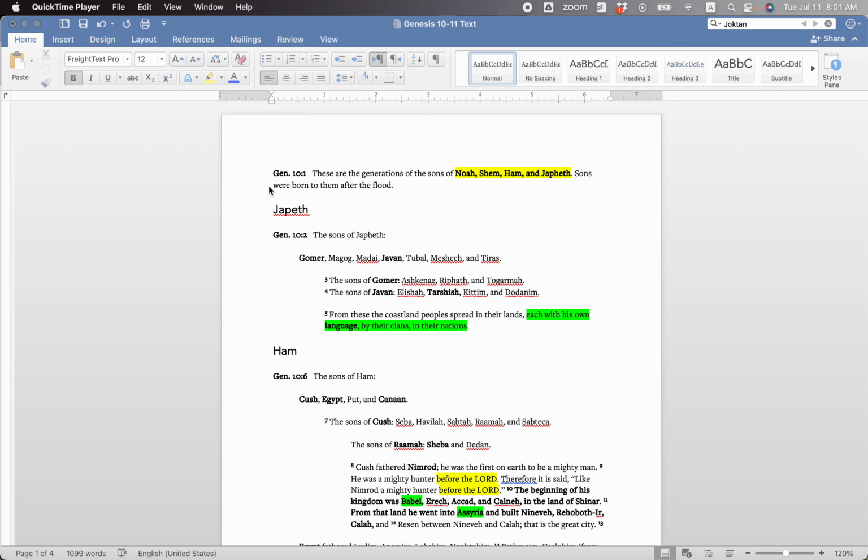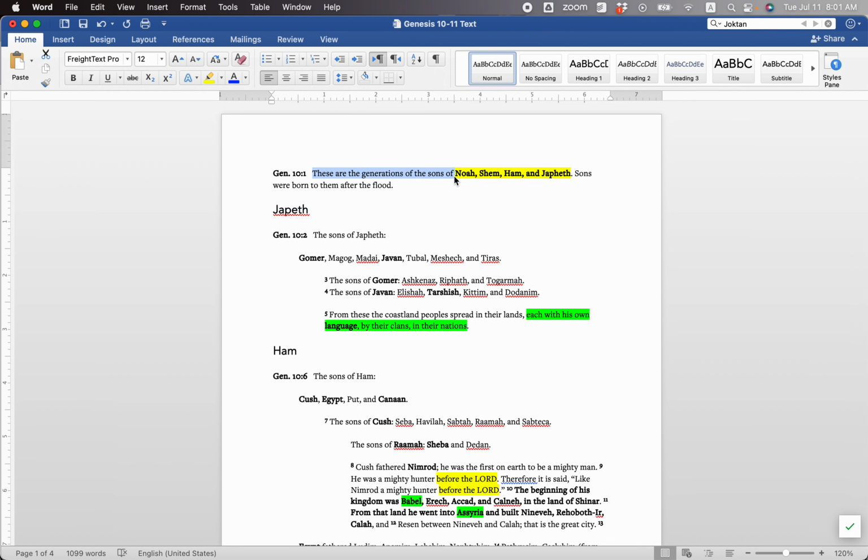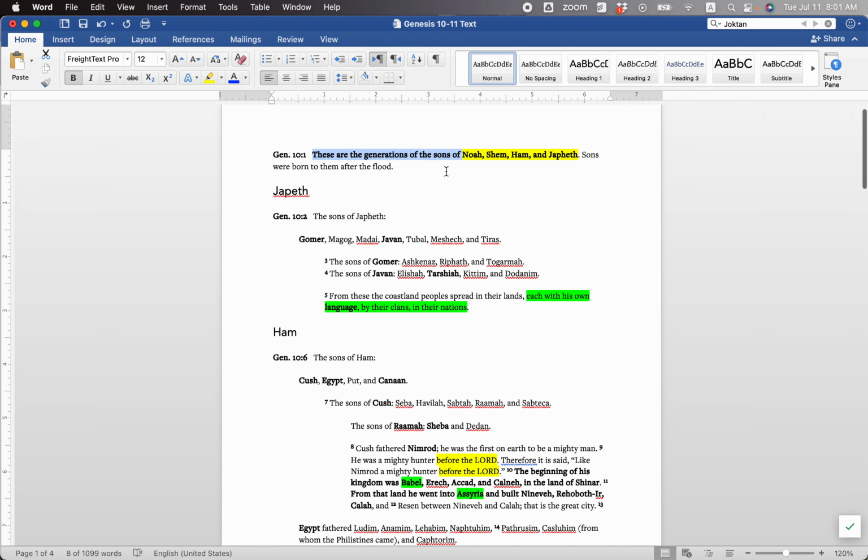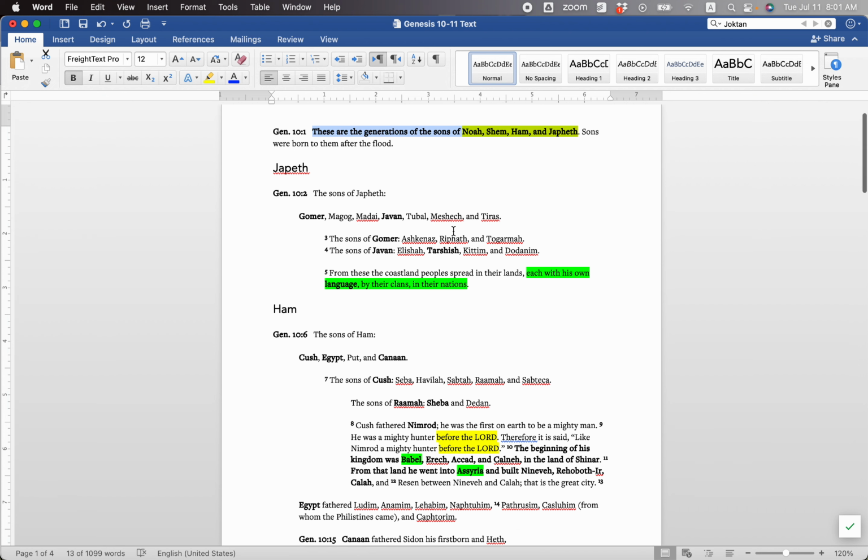first separated the text by these big dividers. These are the generations of. So Genesis 10:1 has the first "These are the generations of," and these may be related to source material for Moses when he wrote this, that certain documents passed things on.